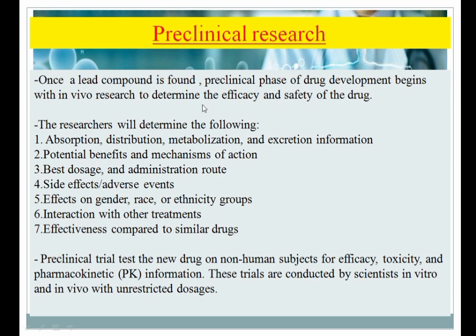Here the researchers want to determine certain things about the lead molecule they have found. That is its absorption, distribution, metabolism and excretion information. Then the potential benefits and mechanism of action of that active ingredient. Then they find the best dosage, a suitable administration route, as well as the side effects or adverse effects of that compound, and effects on gender, race or ethnicity groups. Then interaction with other treatments, how it can interact, and effectiveness compared to similar kinds of drugs.